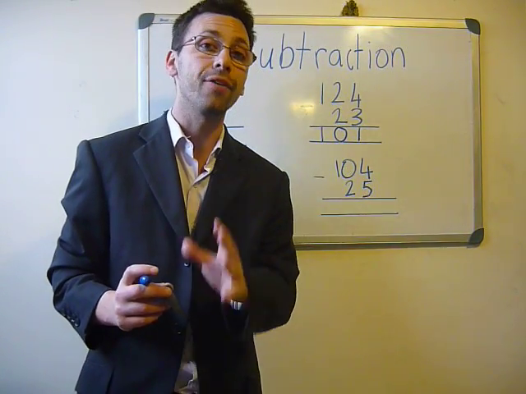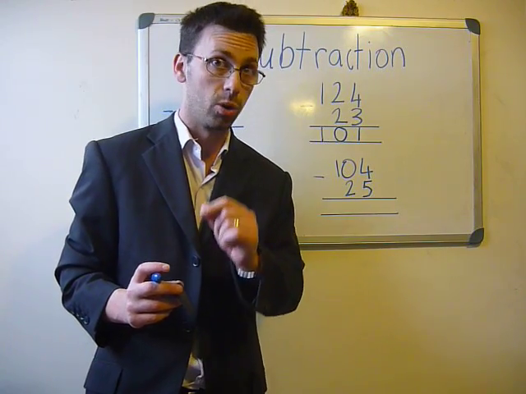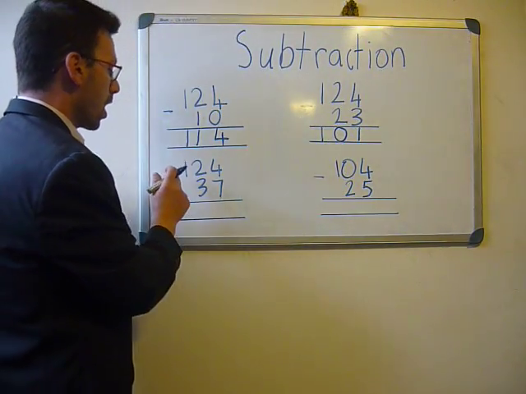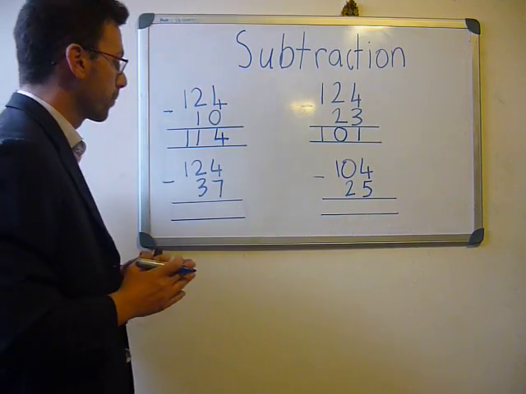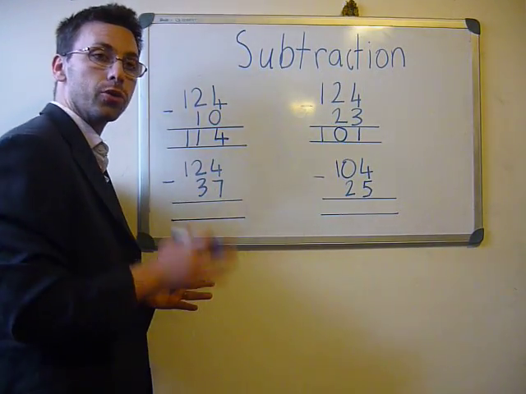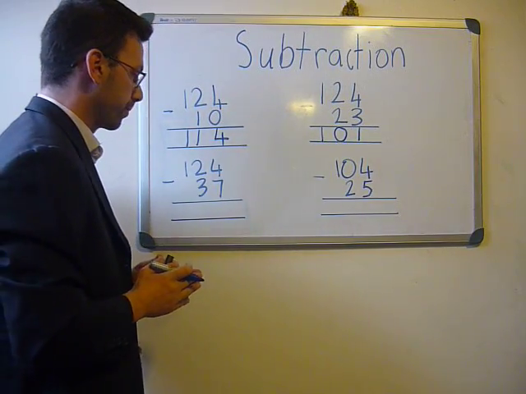Now it's going to get a little bit tricky. This is where we have to trade. Are you watching very carefully? Here we go. 124 minus 37. Start with the units. Always start with the units.